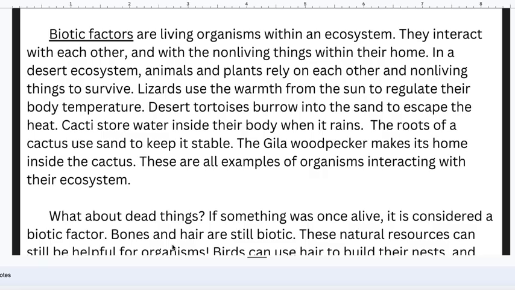Lizards use the warmth from the sun to regulate their body temperature. Desert tortoises burrow into the sand to escape the heat. Cacti store water inside their body when it rains. The roots of a cactus use sand to keep it stable. The gila woodpecker makes its home inside the cactus. These are all examples of organisms interacting within their ecosystem.